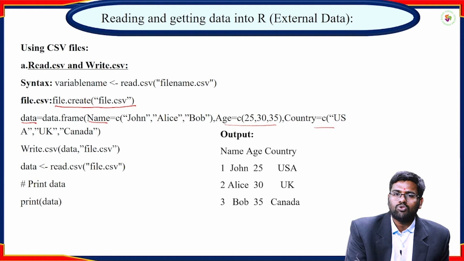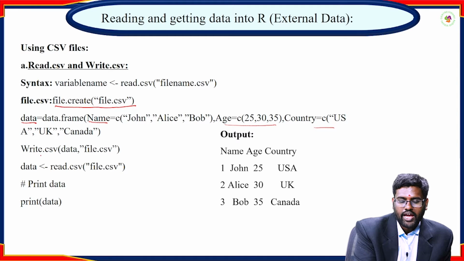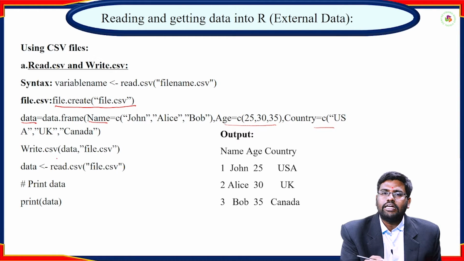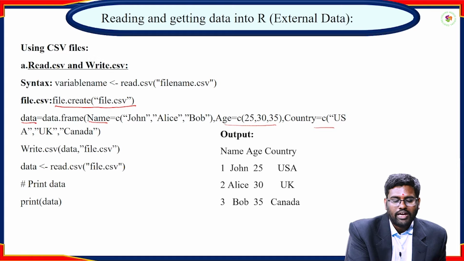I want to store the data in the form of a CSV file. CSV means comma separated values. So those values we need to store in the new file, named file.csv. In file.csv I will take the attributes name, age and country. After that, I want to write the data. write.csv is used to write the data into files. So I want to write the content, that is data, into the file.csv file. All the attributes, name, age and country, are stored in file.csv.